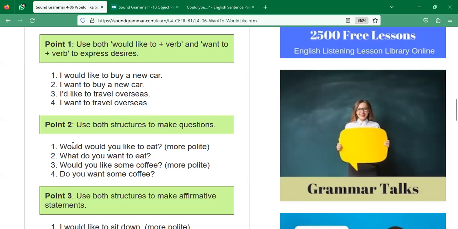Also, we can use it to make questions. Maria Jose, can you help me with the questions? Use both structures to make a question. What would you like to eat? More polite. What do you want to eat? Would you like some coffee? More polite. Do you want some coffee? Okay, thank you very much. So we can use both to make questions: would you like, do you want. So 2 structures to ask questions.